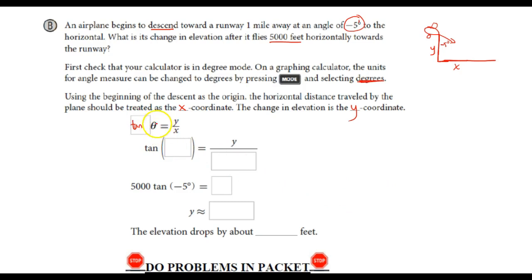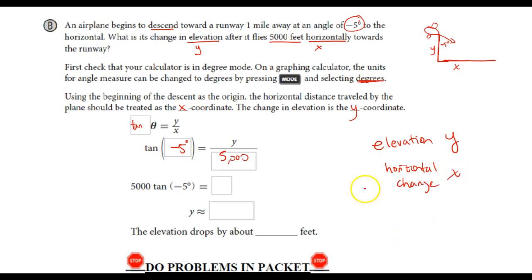Now, what was our degree measure? Negative 5 degrees, right? Our y value we don't know, but we do know our horizontal, which is our x value of 5,000. And they even say, what is the change in elevation? Elevation is our y value. Horizontal movement is our x value. So just keep that in mind. Actually, write that in your notes right now. Elevation is going to be my y value, whereas my horizontal change would be in my x value.